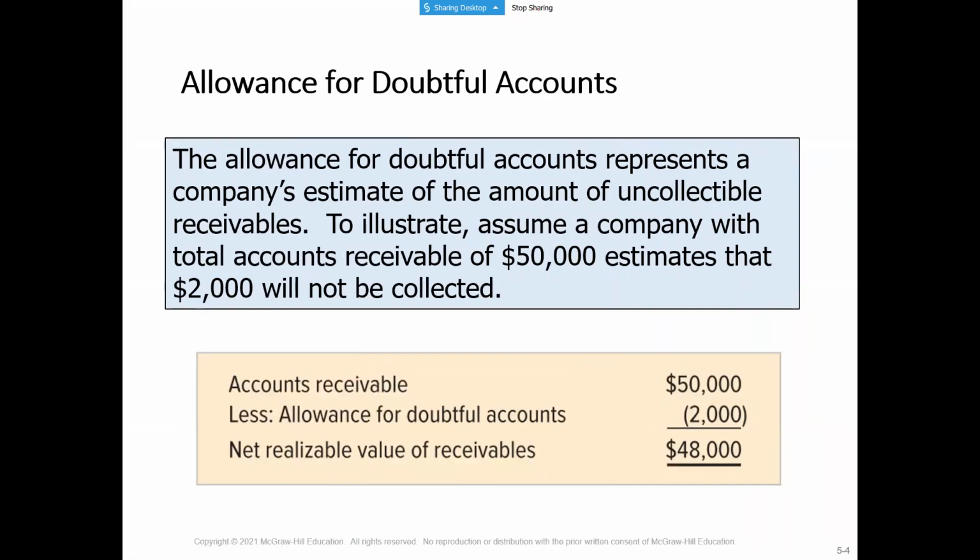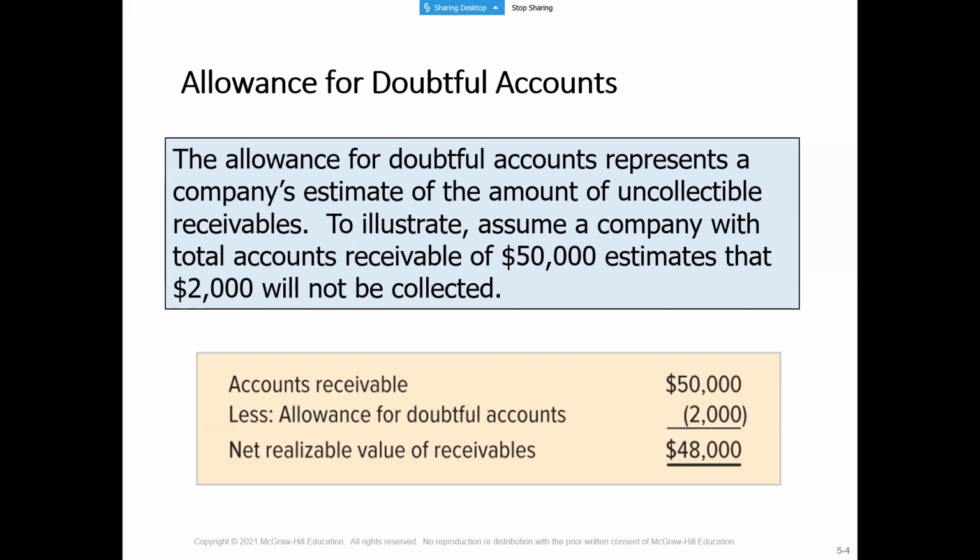So allowance for doubtful accounts, just like depreciation, is an estimate of how much of our receivables we believe we're not going to be able to collect. Usually it's based off of past history and industry estimates. A number of factors go into coming up with this estimate, and it is just an estimate.